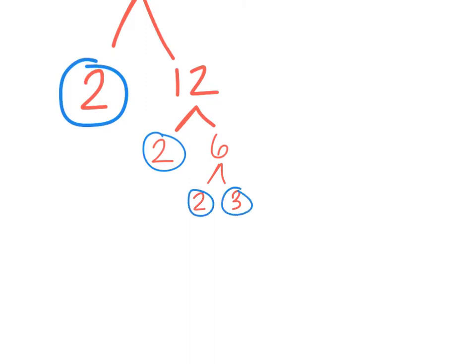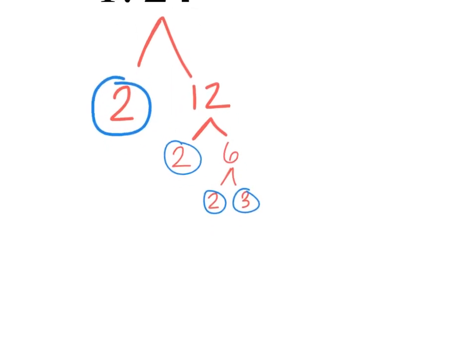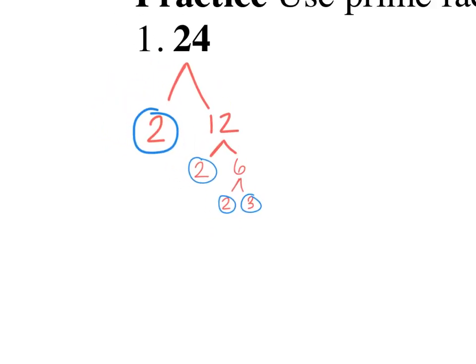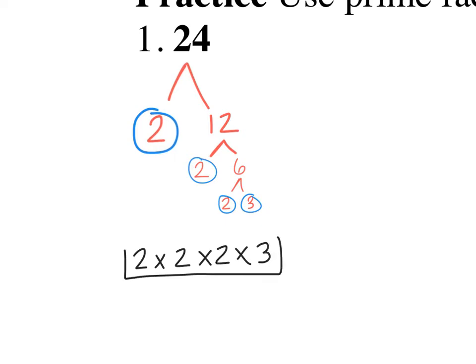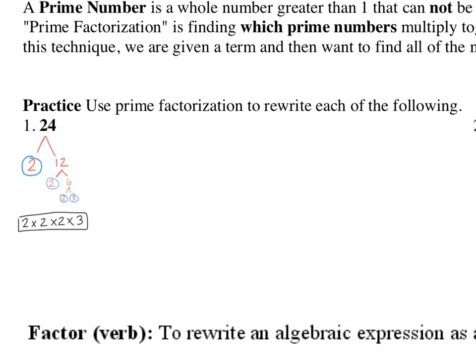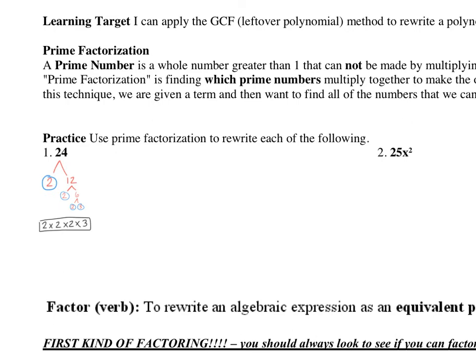So I just did the prime factorization of 24. And I can say my prime factorization is 2 times 2 times 2 times 3. That's your prime factorization. And the whole goal is to only have prime numbers left. Now let's go on to our next example.